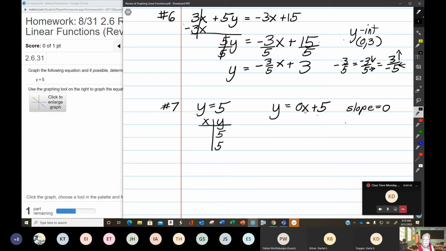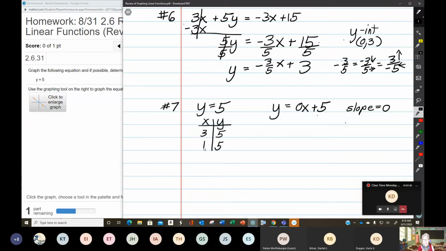So X could be 5 million. 0 times 5 million is 0. X could be negative 2. 0 times negative 2 is 0. It doesn't matter. So if it doesn't matter, go for the easy numbers. How about 3 and 1? They're easy.